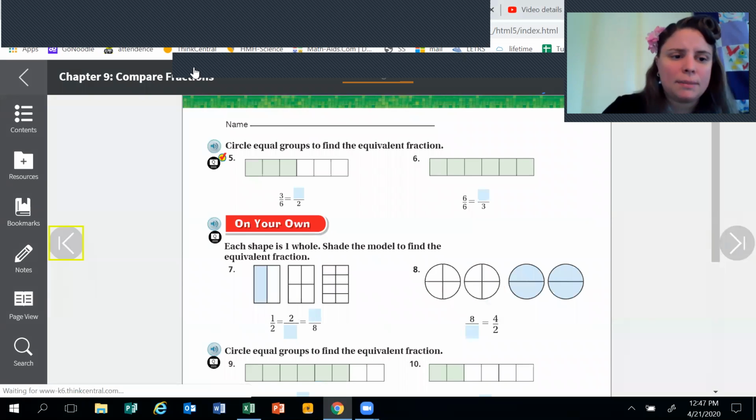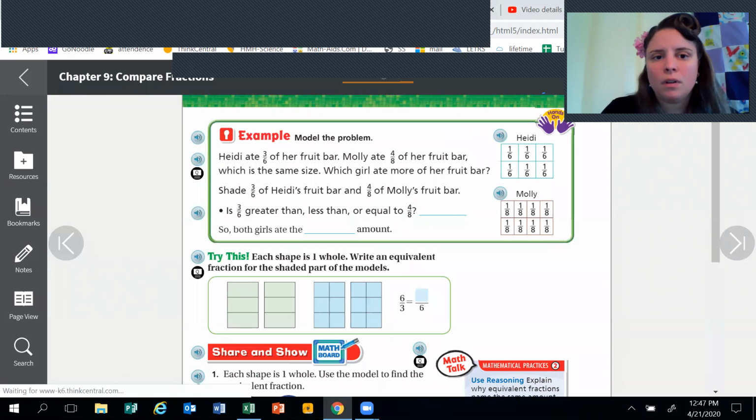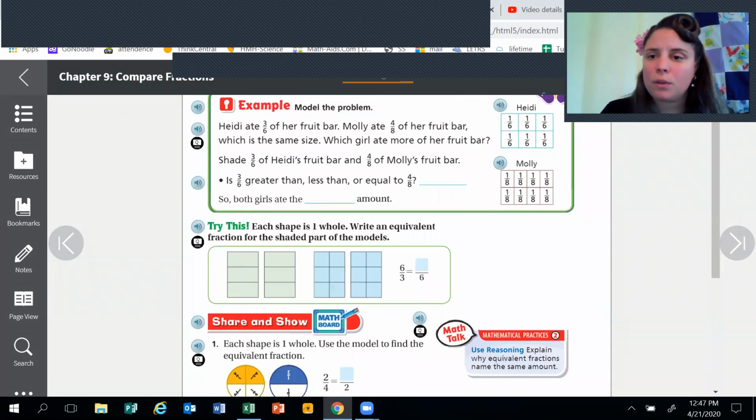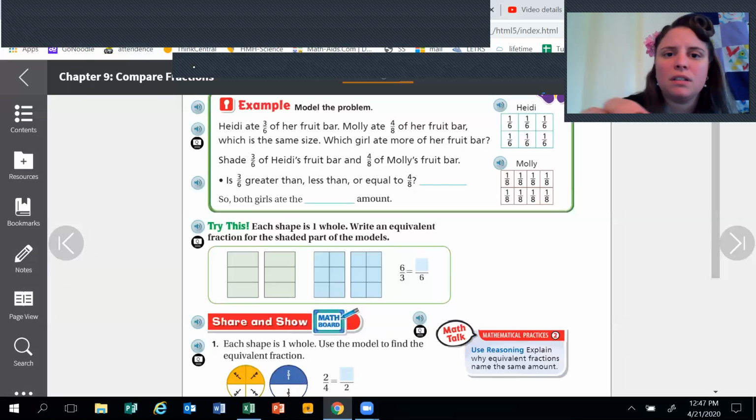All right, so the next page is we are going to do another example. It says, Heidi ate 3/6 of a fruit bar. Molly ate 4 eighths of her fruit bar, which is the same size. Which girl ate more of her fruit bar? So they didn't eat the same amount, but we're going to go ahead and look at it. Maybe they did. So we need to fill in each one of these. And I'm actually going to start by circling the important information and underlining the name so I know who I'm talking about.